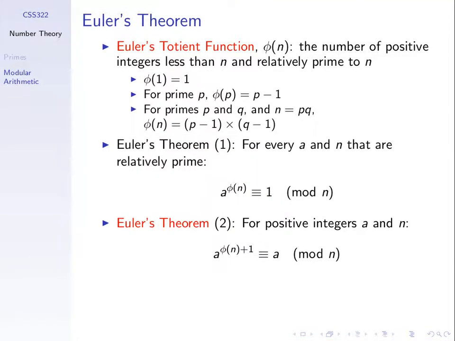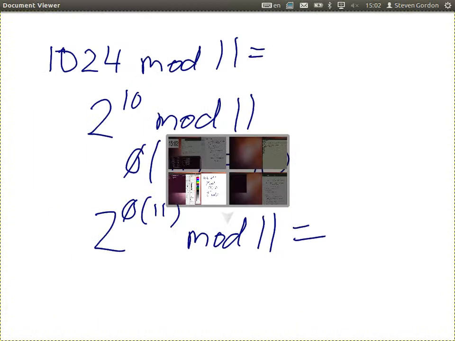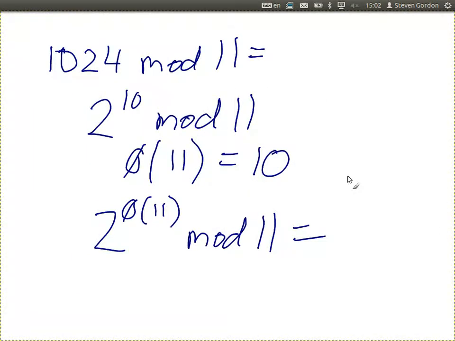Euler's theorem says a to the power of the totient of n mod n is 1 if a and n are relatively prime. Is 2 relatively prime with 11? Yes, it is, because their greatest common divisor is 1. Therefore, this fits the format of Euler's theorem. Therefore, the answer is 1.